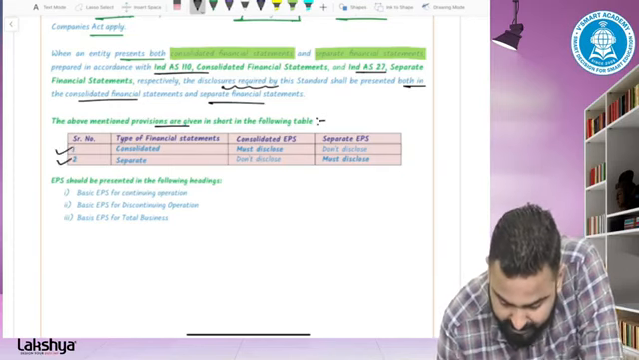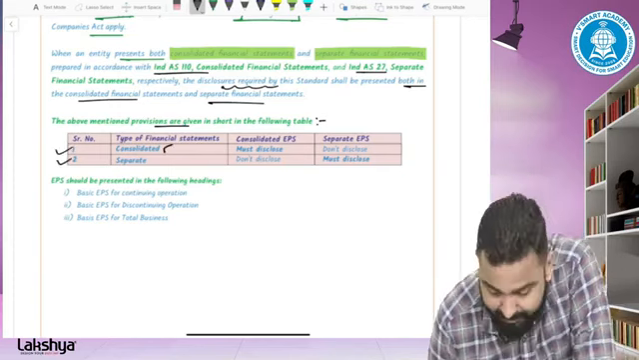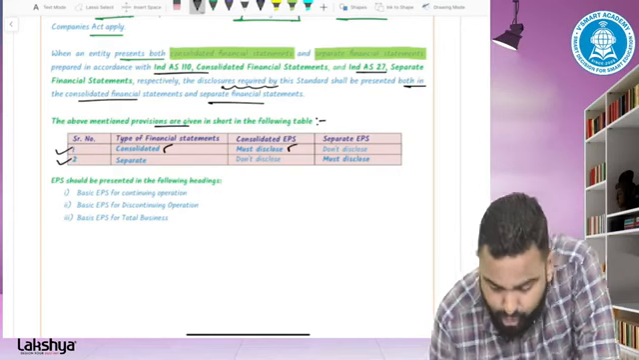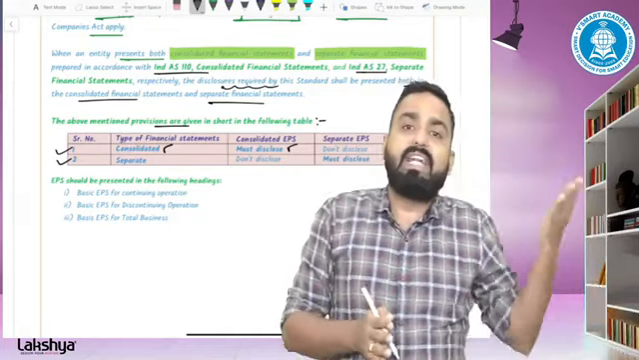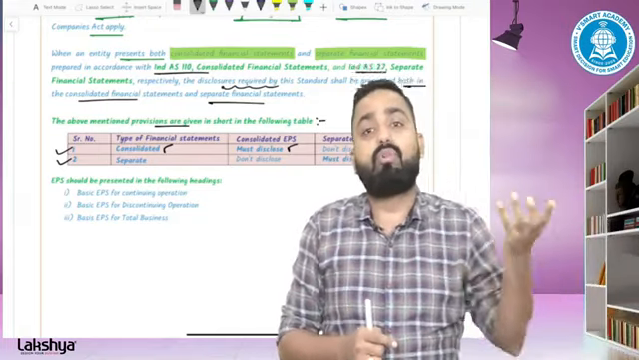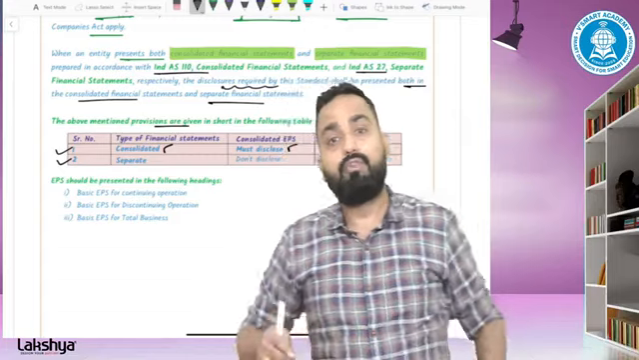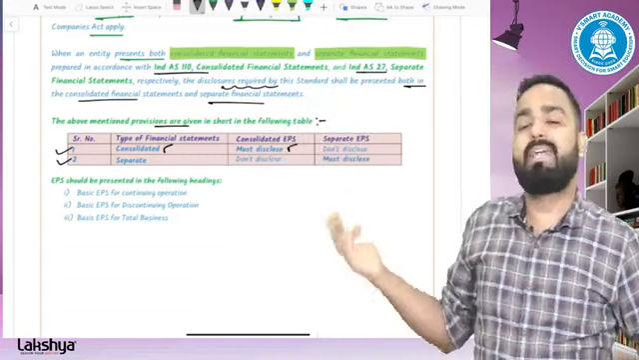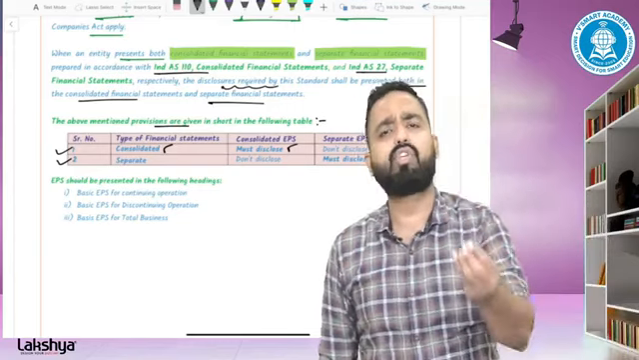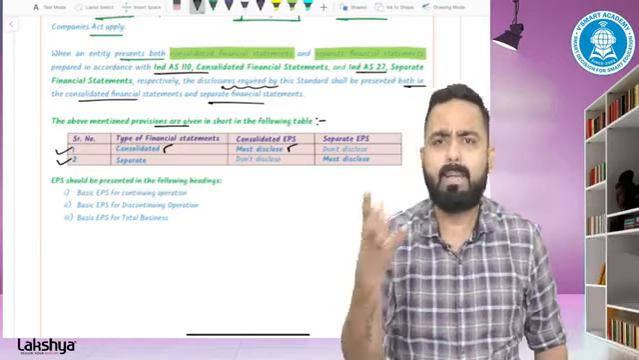Type of financial statements. If you have consolidated financial statements, you will disclose the consolidated EPS. For consolidated financial statements, you have to calculate consolidated EPS. For separate financial statements, you have to disclose separate EPS. Now, what do you mean by consolidated EPS? What do you mean by separate EPS?